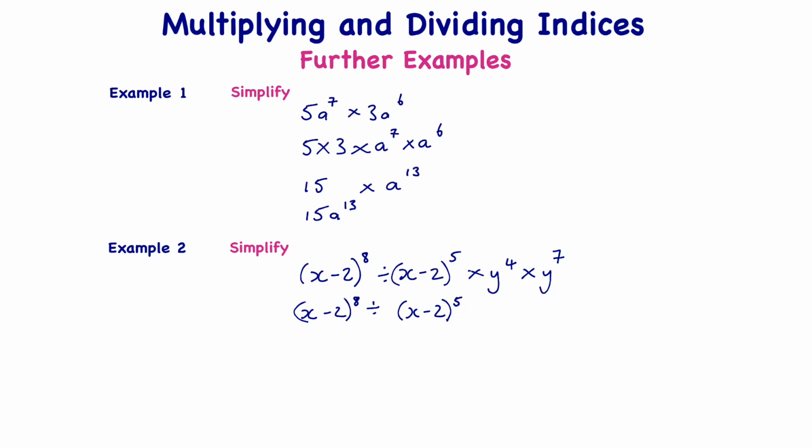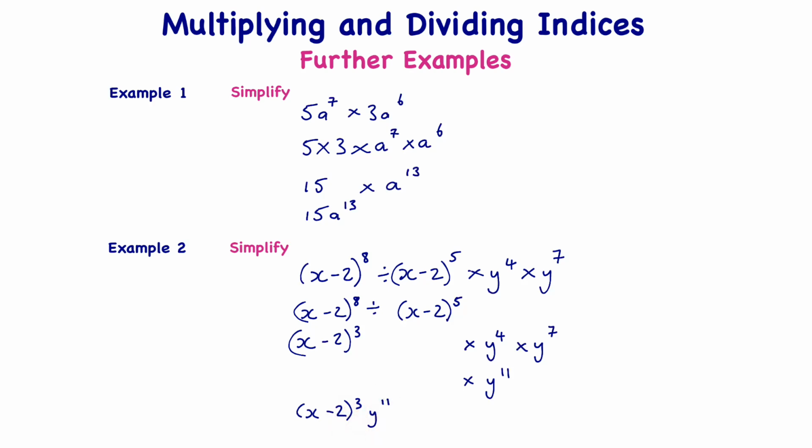So we have the power of 8 divided by the power of 5, so we're going to subtract these powers, which gives us (x − 2) to the power of 3, and then we're going to use our indice rules for these two terms. Whenever we times, we add the powers, so that becomes y to the power of 11. So when we put that all together, our final answer is (x − 2) to the power of 3, y to the power of 11.